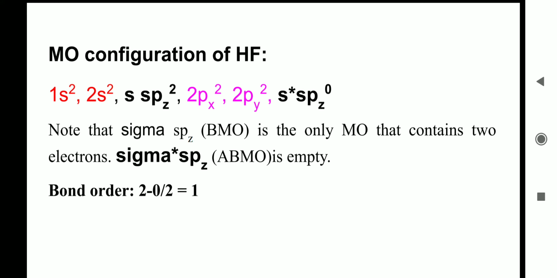To calculate the bond order, we use Nb minus Na divided by 2. Nb, the number of bonding electrons in this molecule, is 2, present in sigma s-pz, and the number of electrons in the antibonding orbital is 0. So 2 minus 0 divided by 2 equals 1, and therefore the bond order is 1, which tells us that there is a single covalent bond between the H and F atoms of the HF molecule.